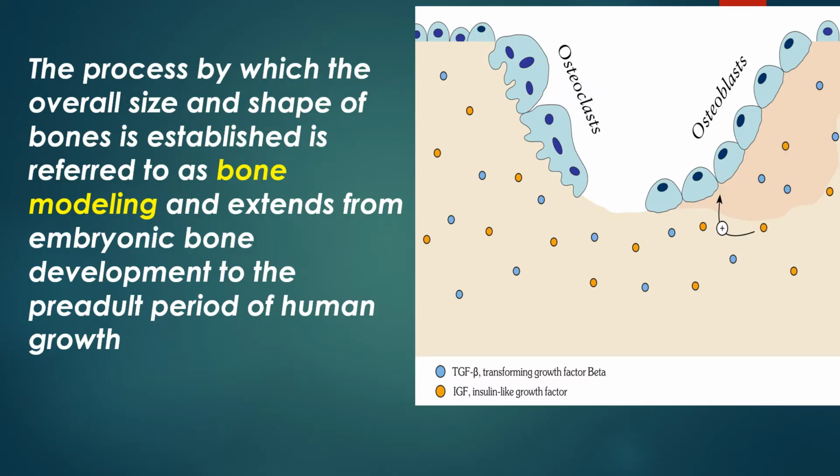Bone remodeling is a process by which the overall size and shape of the bone is established, and extends from embryonic bone development to the pre-adult period of humans. This is done by osteoclast and osteoblast cells.